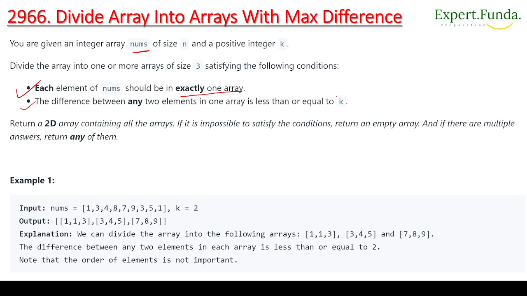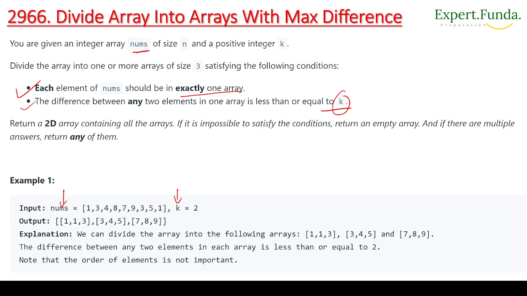Now what we have to do is return the array that contains all the arrays. If it is impossible to satisfy the conditions, we have to return an empty array, and if there are multiple answers, we can return any of them. So we are given nums and we are given k, like 1 2 3. Let's suppose k is 2 here. We will divide by 3, so we'll start with k, take the elements, and divide accordingly.